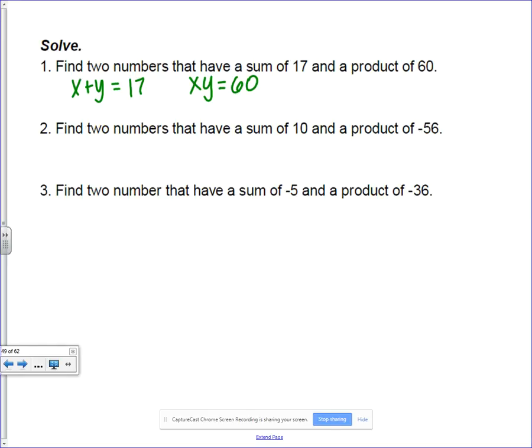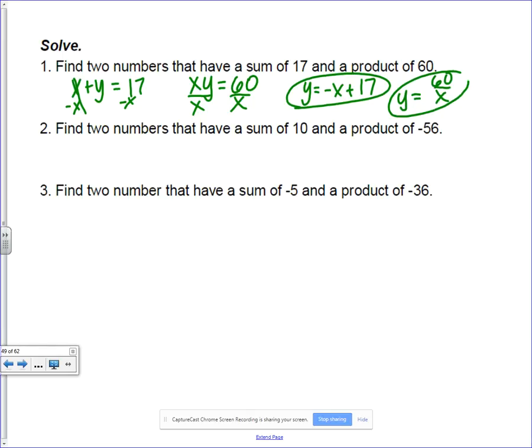Okay, let's go ahead and get the y's by themselves. How do I do that? I got to minus the x. If I subtract this x on both sides, I get y equals negative x plus 17. So now that one's ready to go, right? Okay, how do I isolate the y in that one? Divide by x. If you divide by x, I get y equals 60 over x. And now they're ready to graph. So why don't you go ahead and get those on your graph, please.